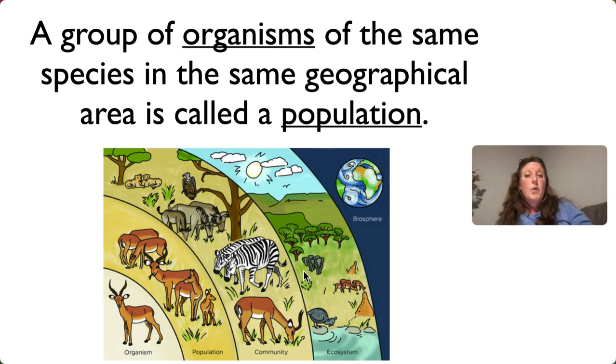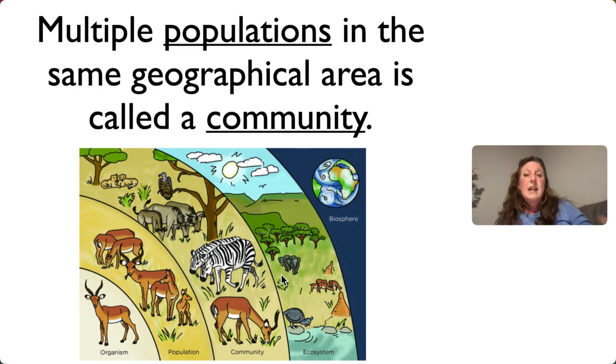When we have a group of organisms that are all the same species and they're in the same geographical area, we call this a population. So we might have a population of humans in the desert of North America. When in the same geographical area you are considering multiple populations of different species, this is called a community. So the Arctic community would consist of polar bears and seals and fish, and I really don't even know what else.